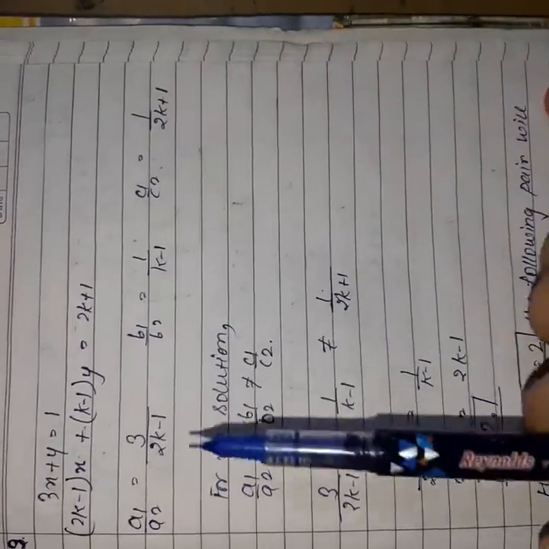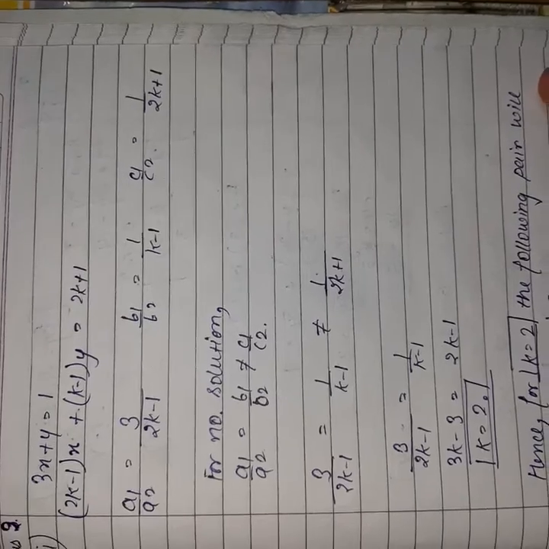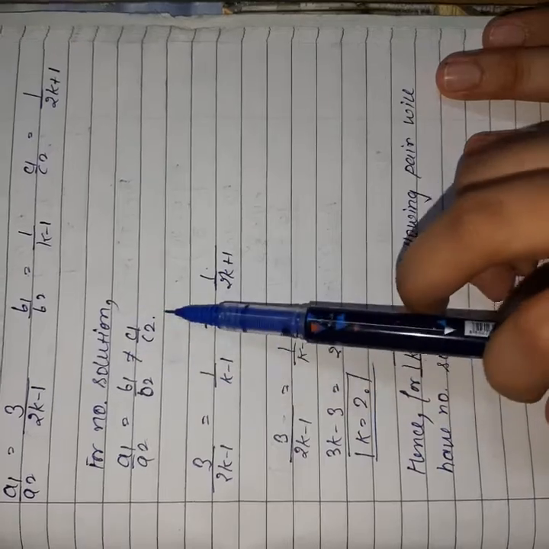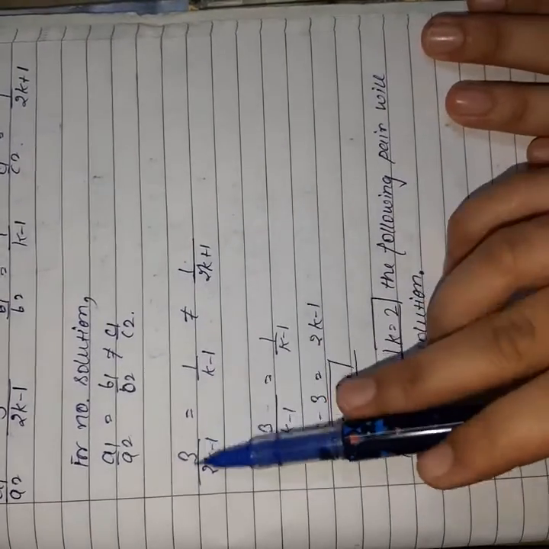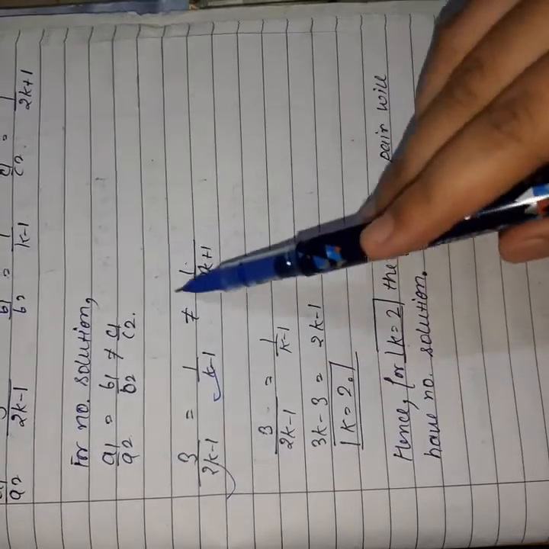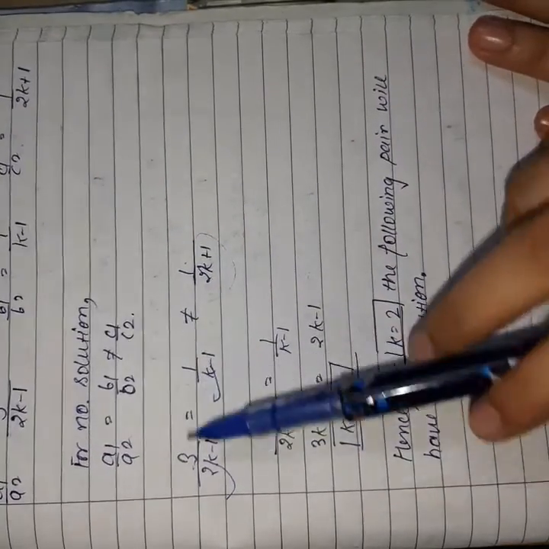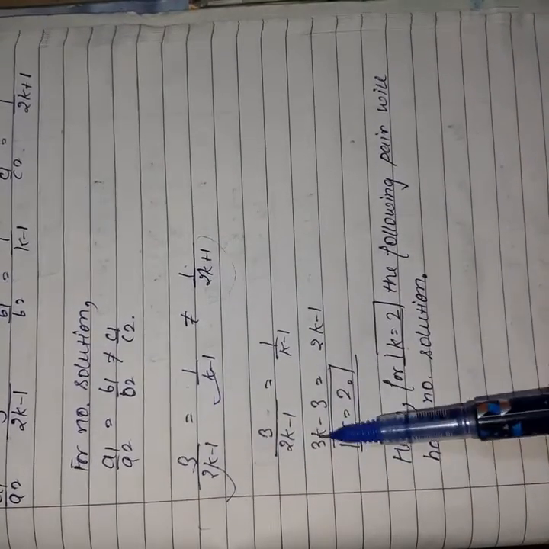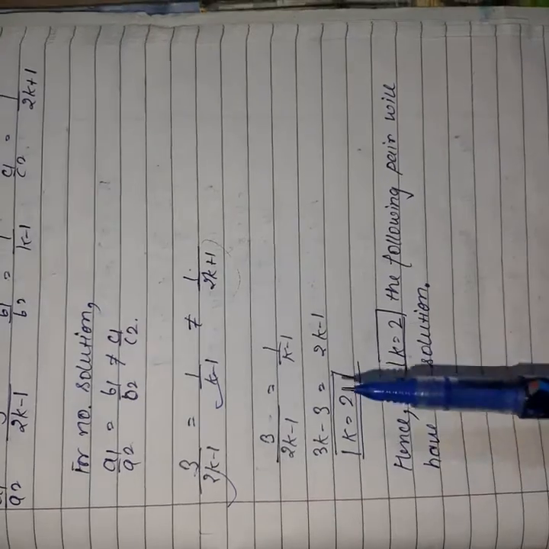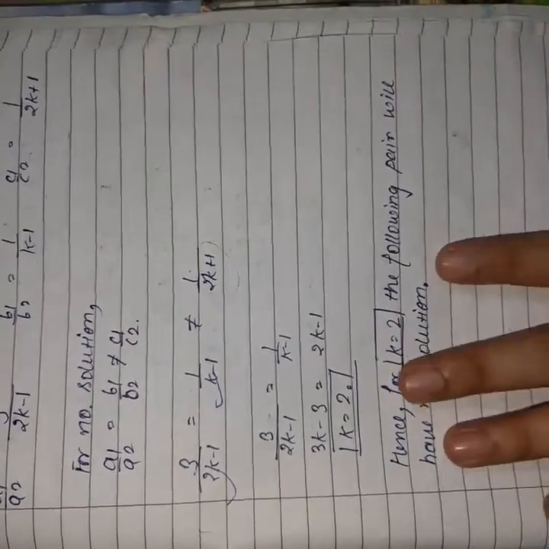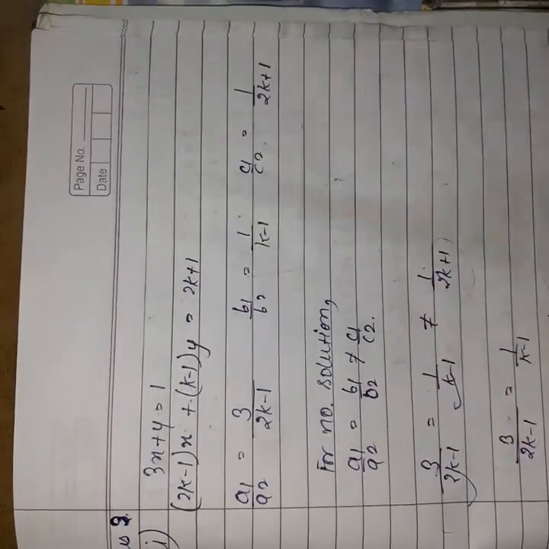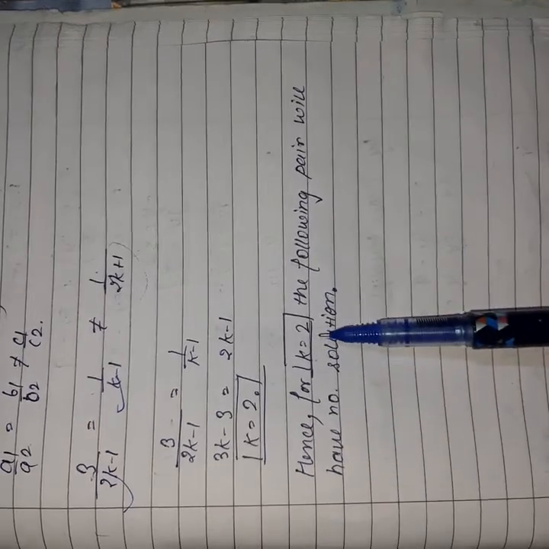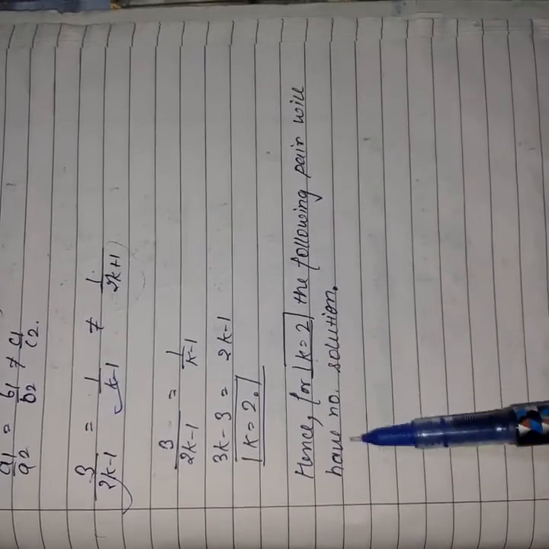So doing the same, we know that a1 upon a2 should be equal to b1 upon b2, which should not be equal to c1 upon c2. Now these two values are equal and this is not. So we can compare them, right? They have k in them, so we can compare. By comparing it, you would get k's value as 2, which would be put in all the k's above in the equation. You only need to find the k's value, which is done. So k's value is 2 when these equations have no solution.